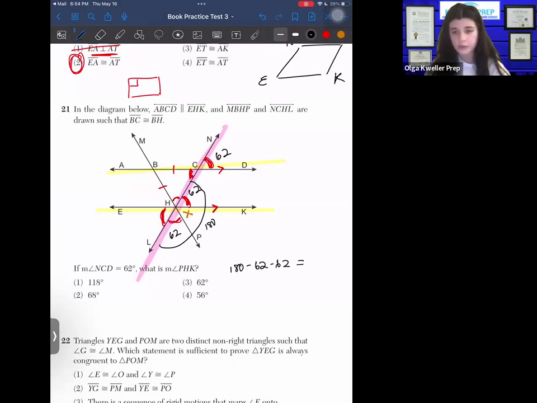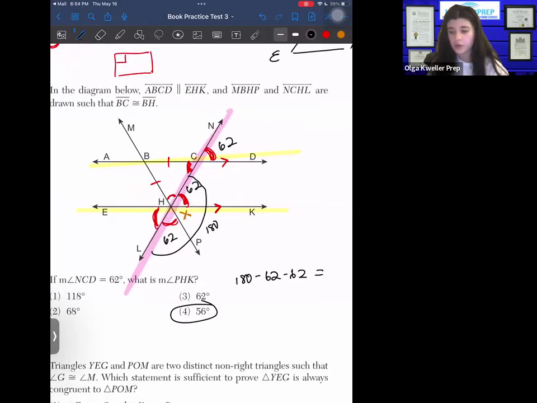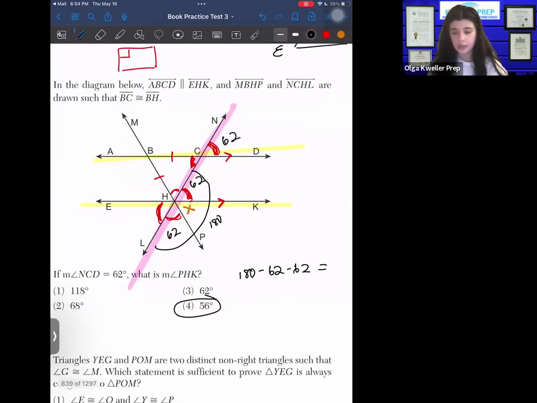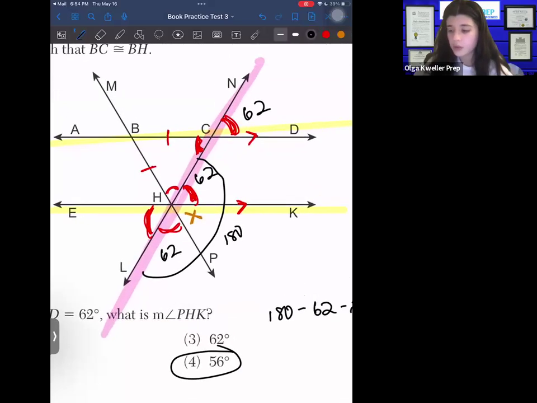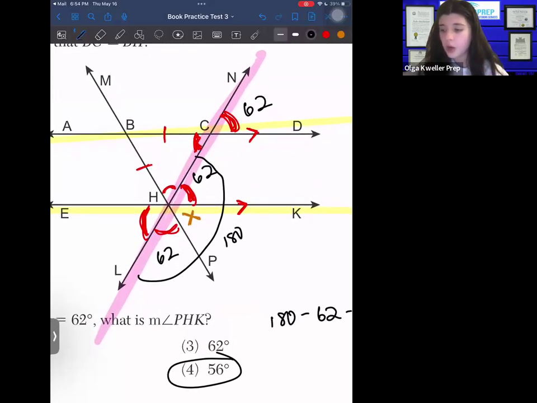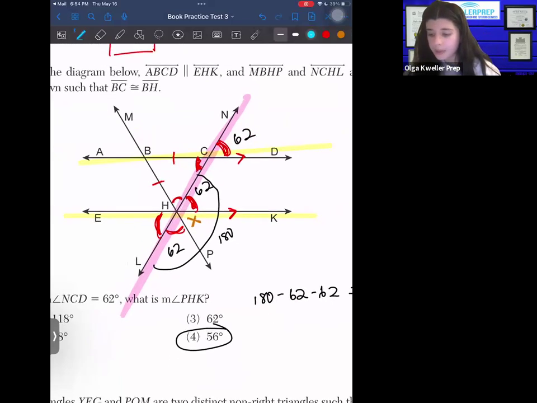So it's going to be 56, or choice 4. Two things, okay, let me show you. Let's follow. I'm going to put a new color in, okay? Whoever's confused, what they told me was that BH and BC are equal, right?